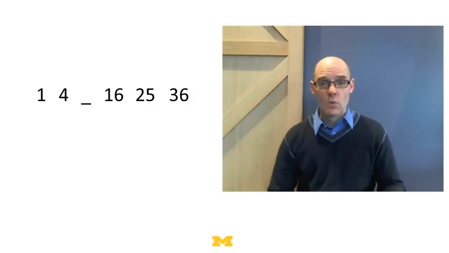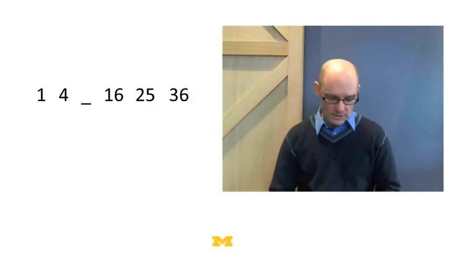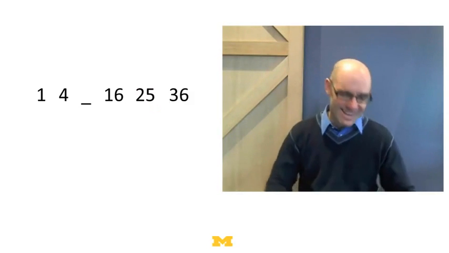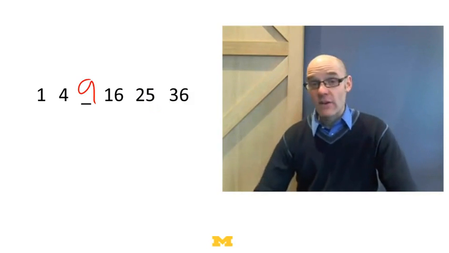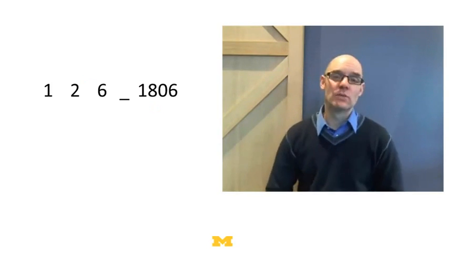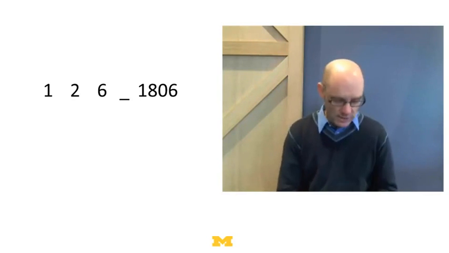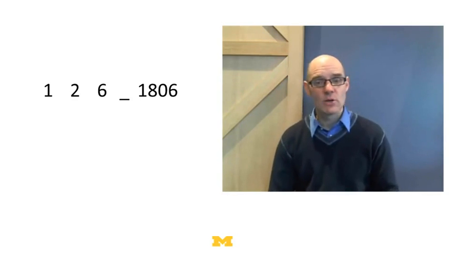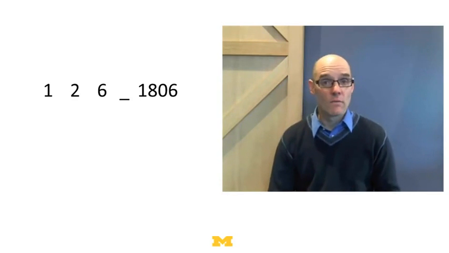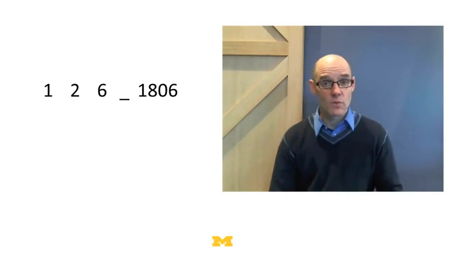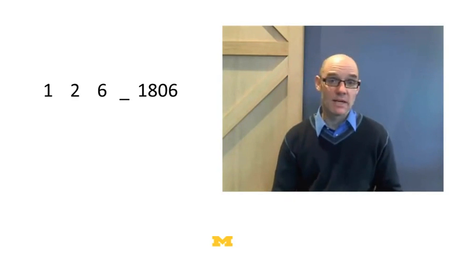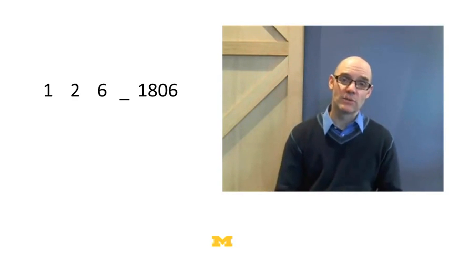Here's another one: 1, 4, blank, 16, 25, 36, right? The answer here is 9, and this is just squares. They can also come up with very hard ones: 1, 2, 6, blank, 1806. Now I don't put this on here to make us not feel intelligent. I just want to show you that these can be hard, and I want to show the power of recombination. The first one, which was very easy, required subtraction. The second one, which was harder, involved squares. This one, which seems almost impossible, just requires combining those two techniques.